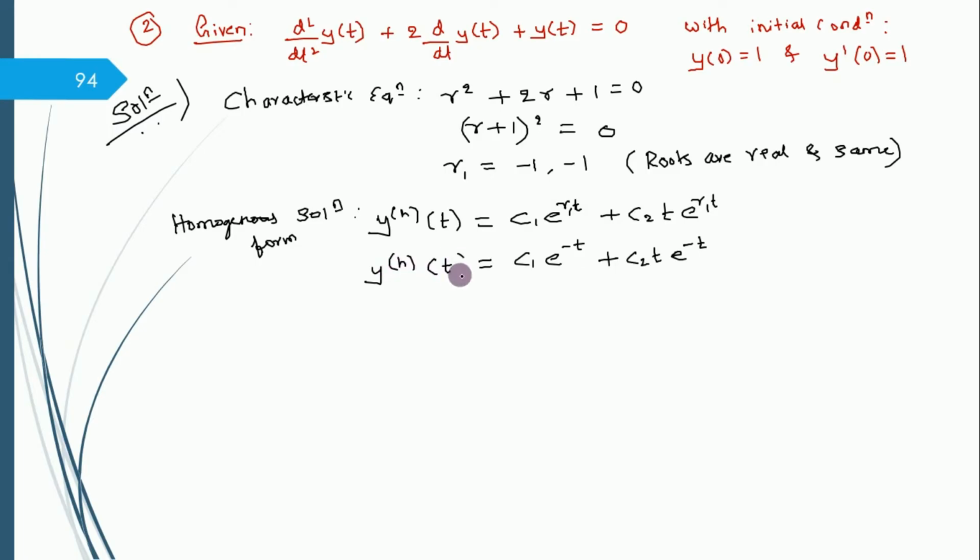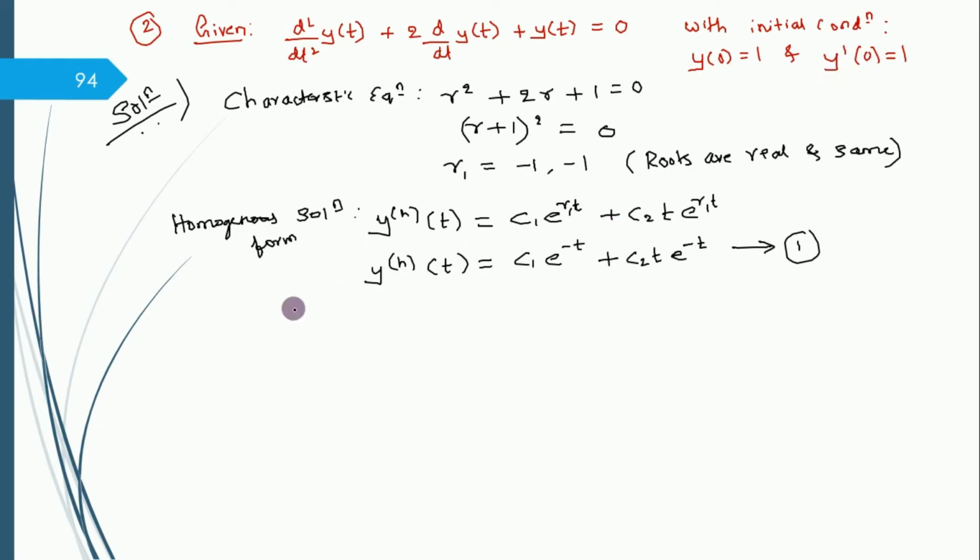Here initial conditions are given, which means we need to solve it further. I call it equation 1. There are initial conditions given, so we will solve for those. Before I go for solving, this is yh of t. Now I need to take its differentiation because the initial condition is given with a differentiation.